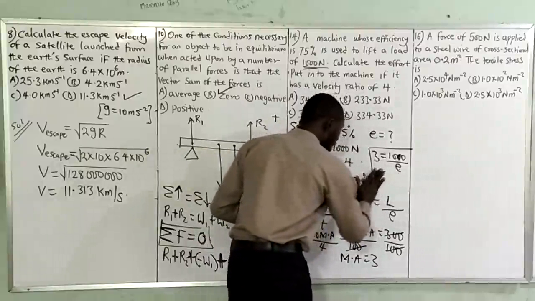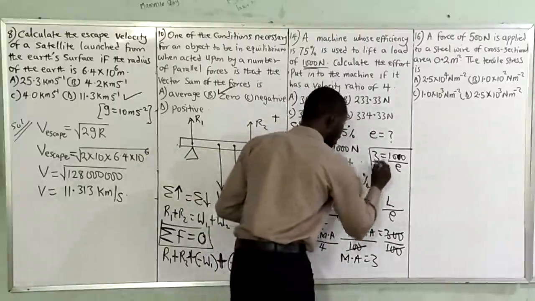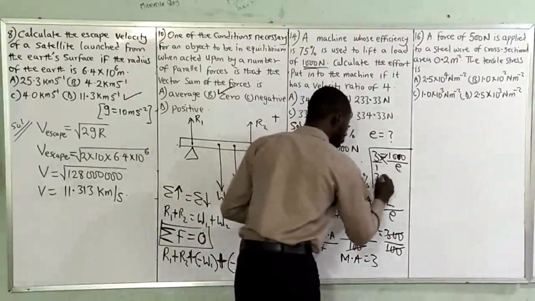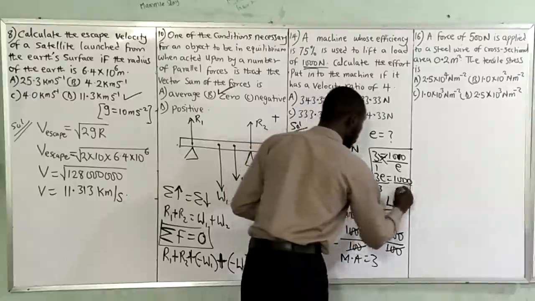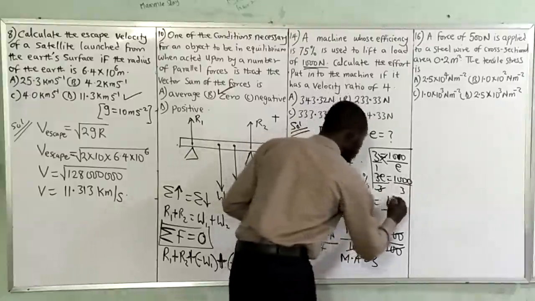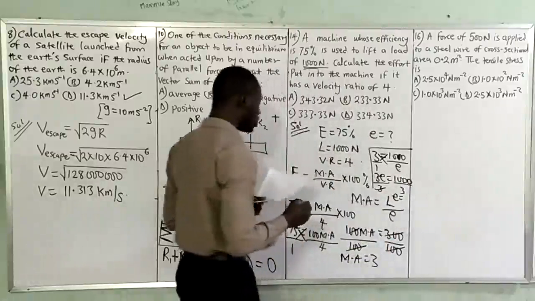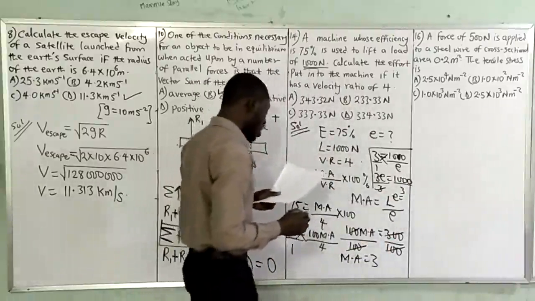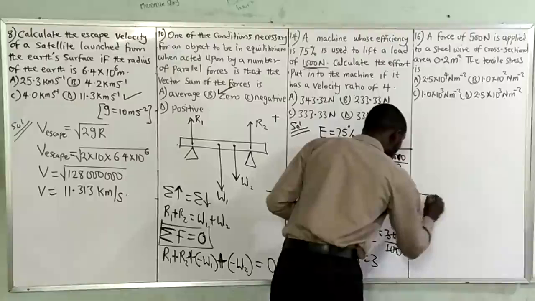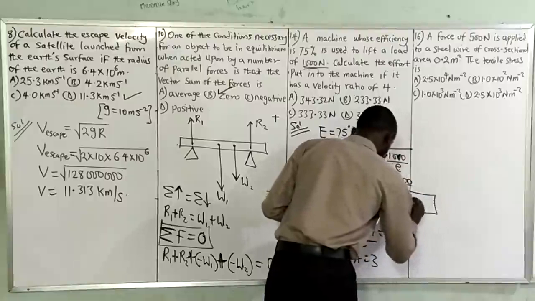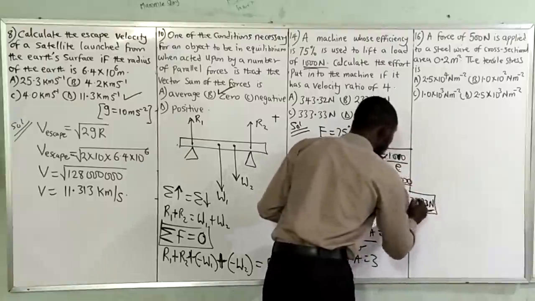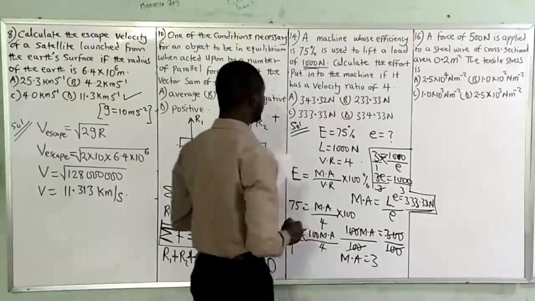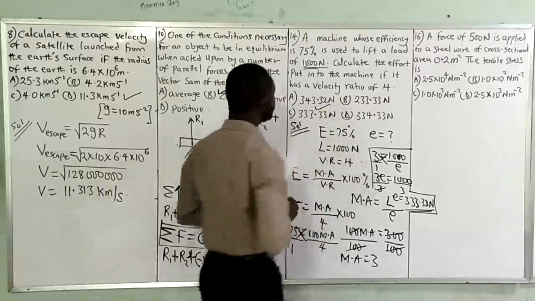If you cross multiply, it will be 3E equal to 1,000. Now let's divide both sides by 3. Therefore, the value of my effort will be 1,000 divided by 3, and that will give us 333.33 Newton. So this is the value of my effort. And which option is that? That will be option C.